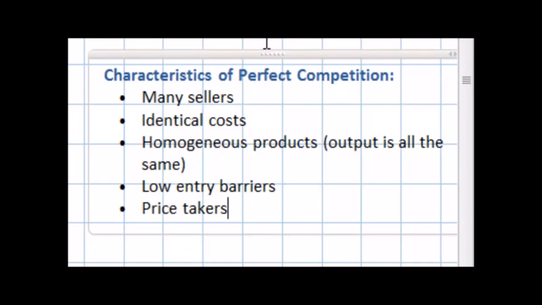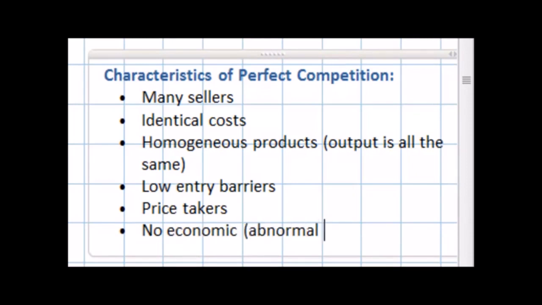That price is determined in the market for the product, in which thousands of identical firms are selling identical products. Lastly, based on all of these other characteristics identified above, we're going to see that perfectly competitive firms will earn no economic or abnormal profits in the long run. So these are our characteristics of perfect competition.